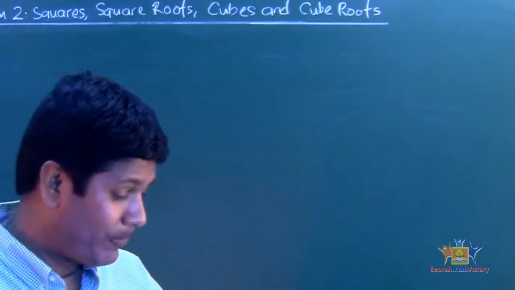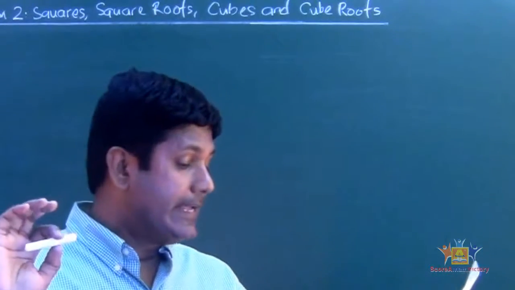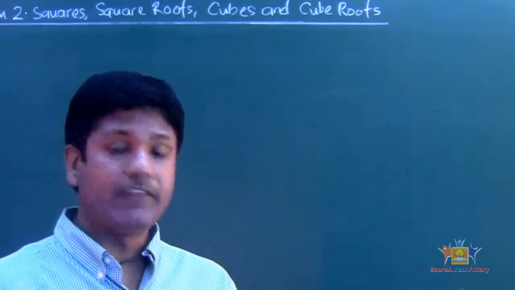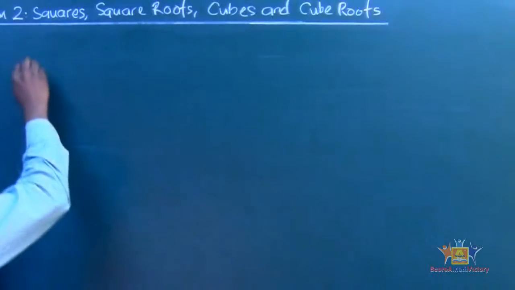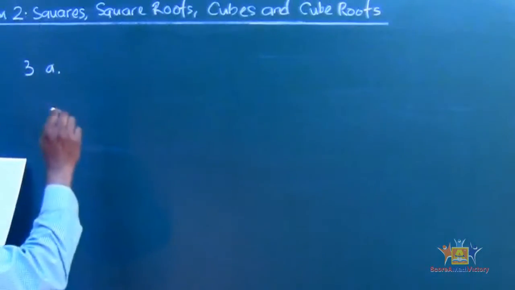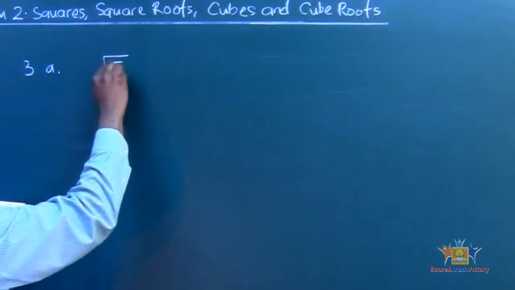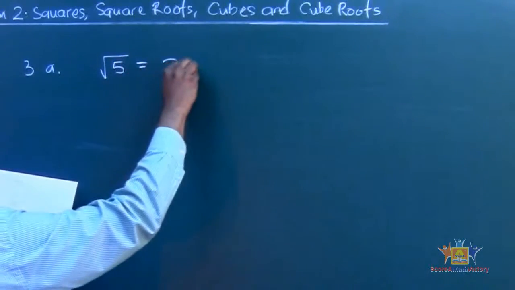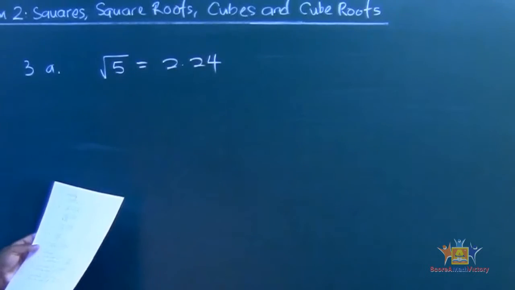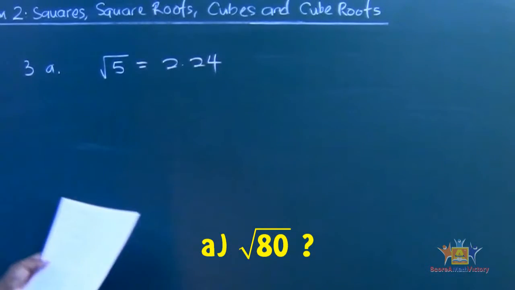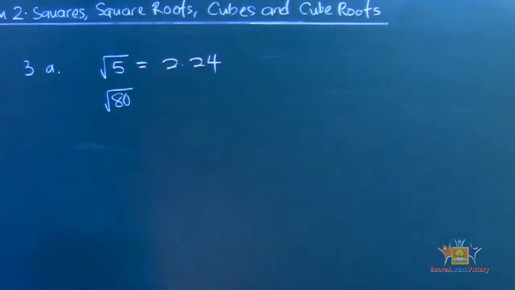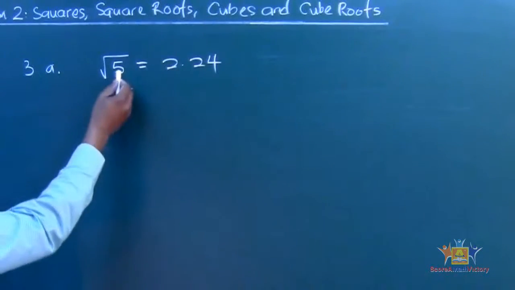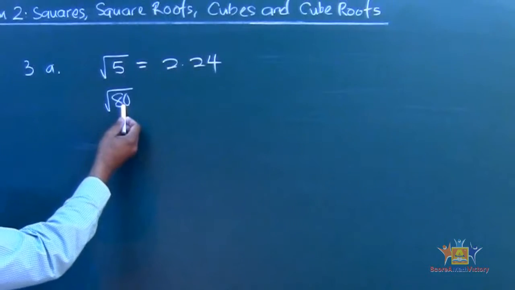Alright, my dear student, problem number 3. You're given that square root of 5 equals 2.24. So this time, we're evaluating. Let's do 3a. You're given that square root of 5 equals 2.24, and you're told to find what the square root of 80 is. Now that should give you a hint, the 5. Let's break this with the 5 in it.